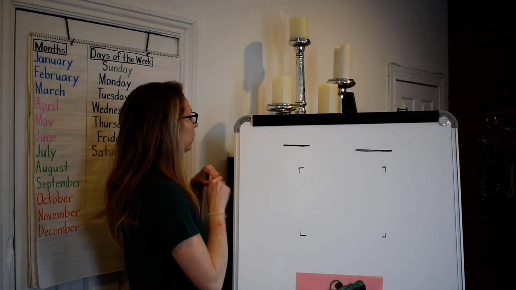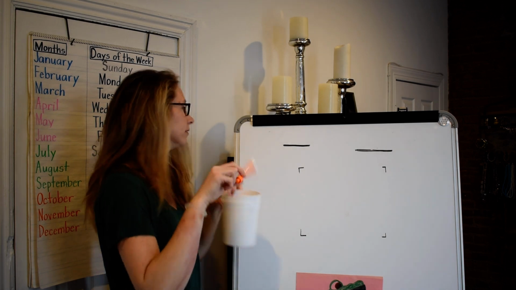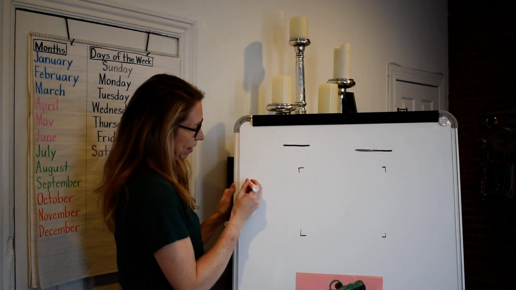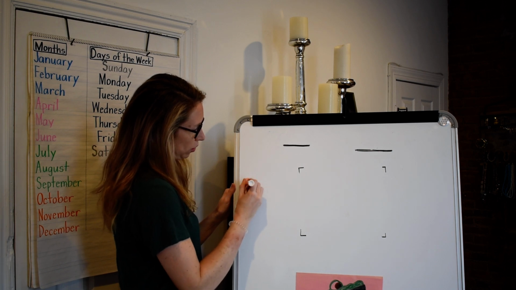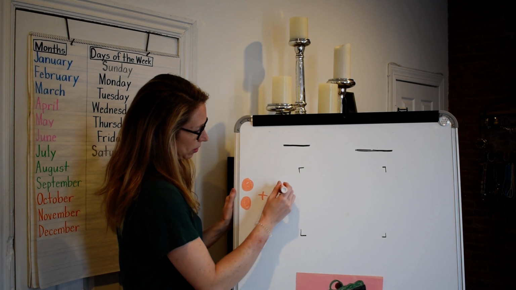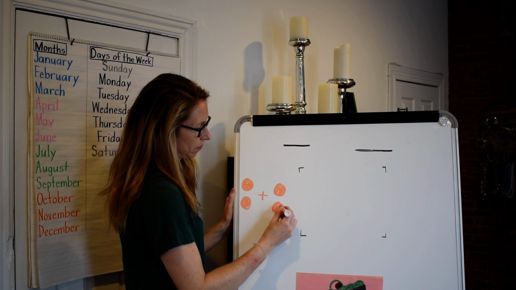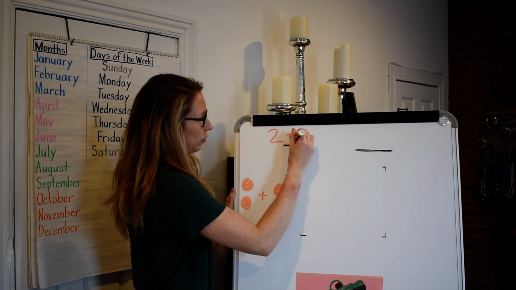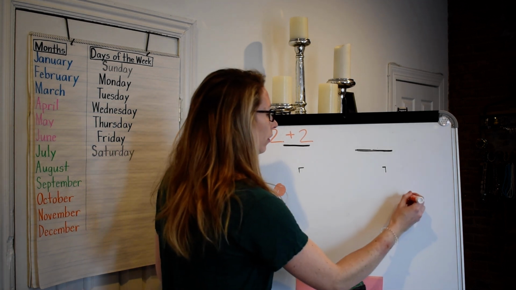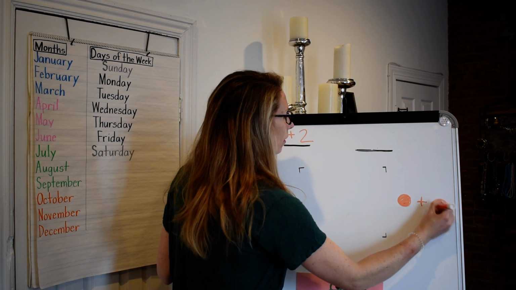Okay. Let's pick a different color. We have oranges now. Let's say we have 2 plus 2 oranges. So that's 2 plus 2. And then on the other side we have 1 plus 1.